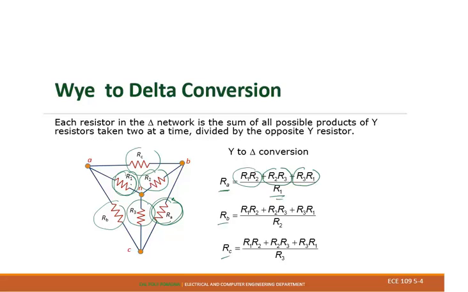For RB, same thing: RB will be R1 times R2 plus R2 times R3 plus R3 times R1, divided by the opposite side Y resistor, which is R2. Similarly, RC will be R1 times R2 plus R2 times R3 plus R3 times R1, divided by the opposite resistor, which is R3. So the numerators are the same, and only the denominator changes, which is the opposite side Y resistor.